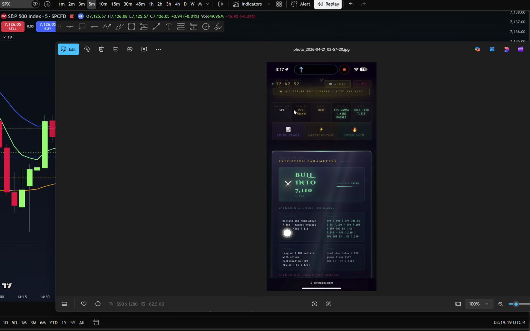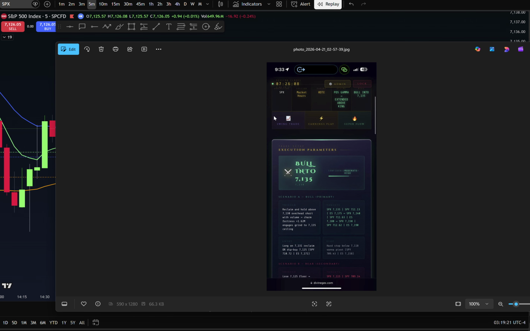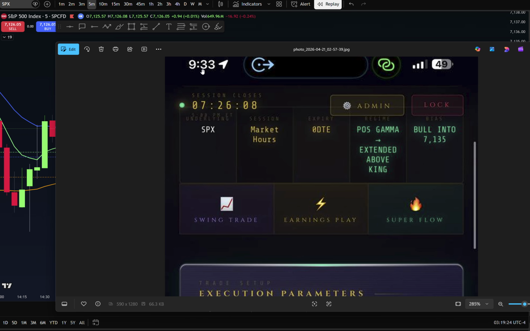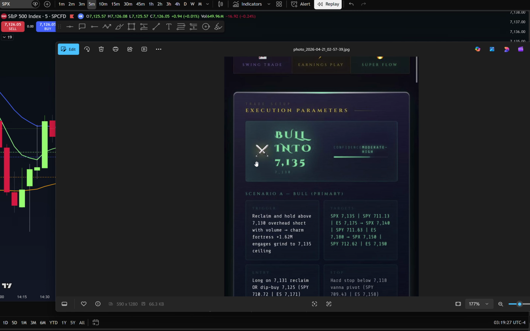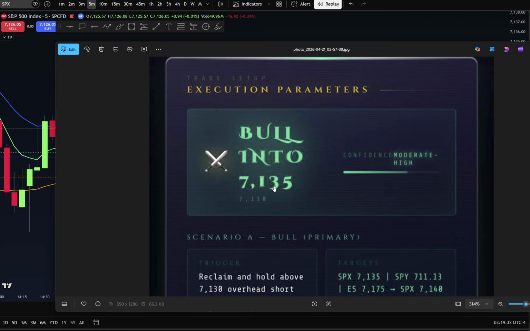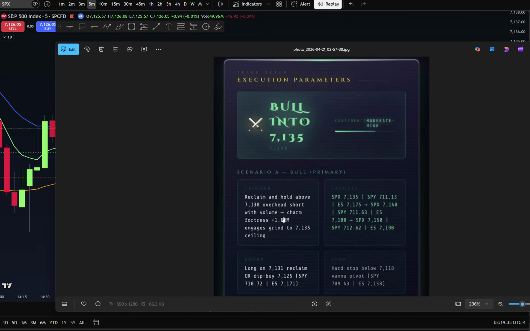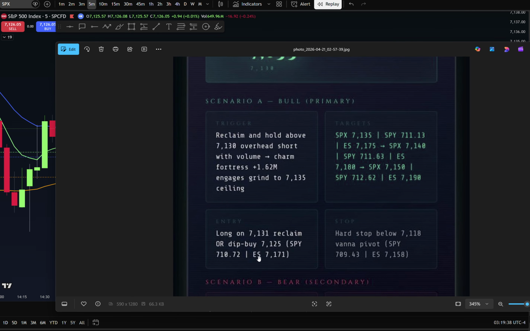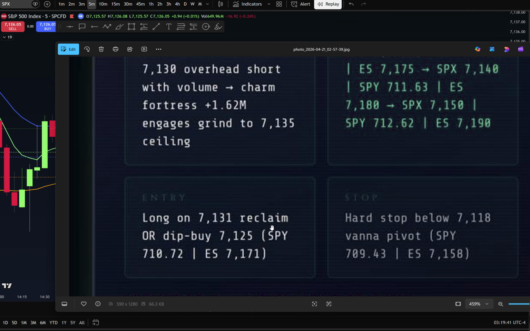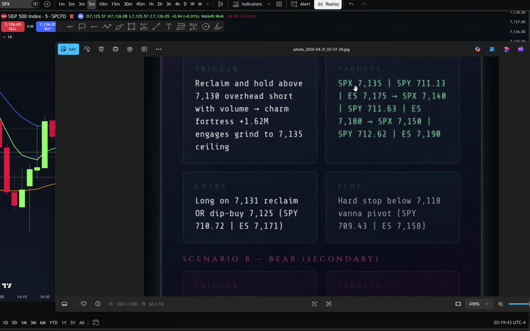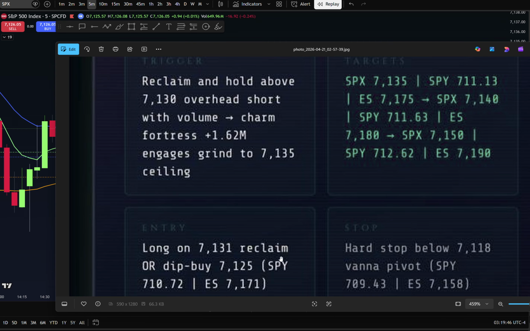So let's move to 9:30. By 9:33, this is another signal. It says bull into 71.35 and gives an explanation here. It also says long on 71.31, and then target is 71.35. Very short range. So saying long when it gets to 71.31, then target this one.